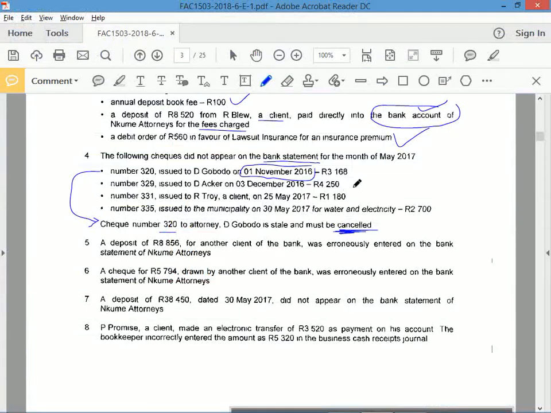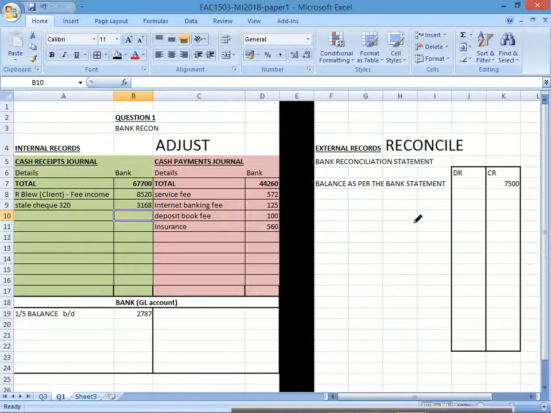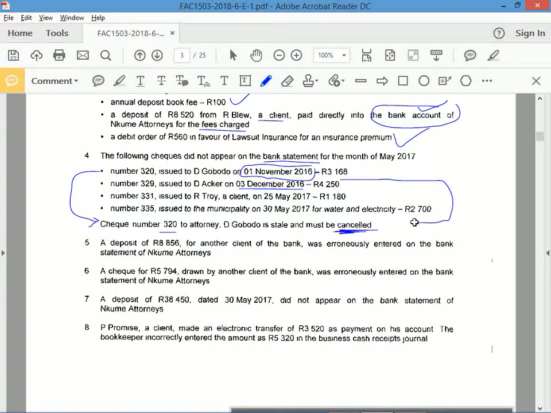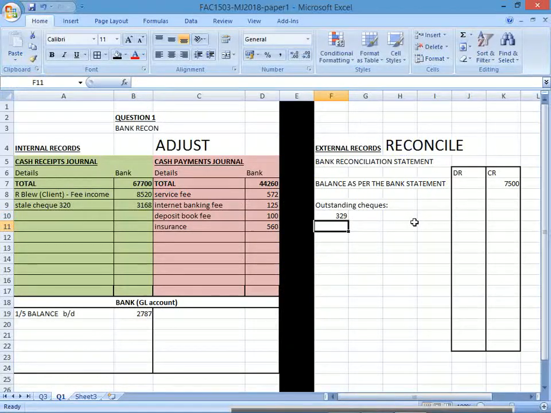Then we've got all these others. This was also December. This was December 2016. Was there anything written about that check? No. Okay, so we can assume that's still outstanding. So those three are still outstanding checks. That would go to the bank recon, outstanding checks. Here you can just write the check numbers. That should be okay. Or you could write more detail if you wanted to. I'm going to keep it simple and just write the check numbers in.